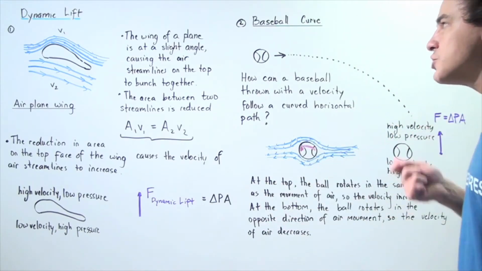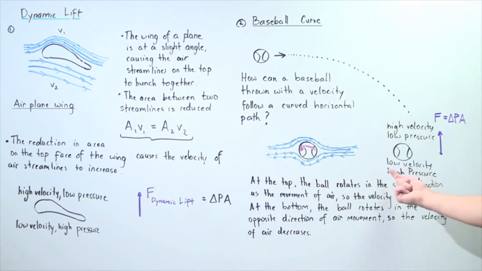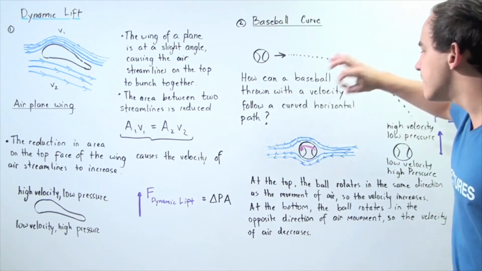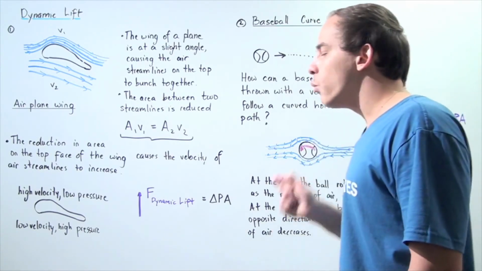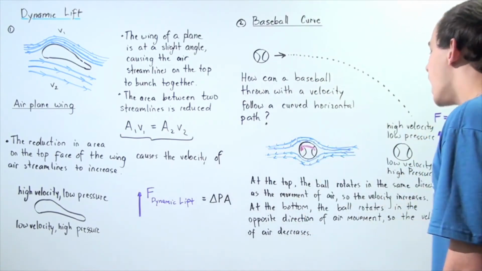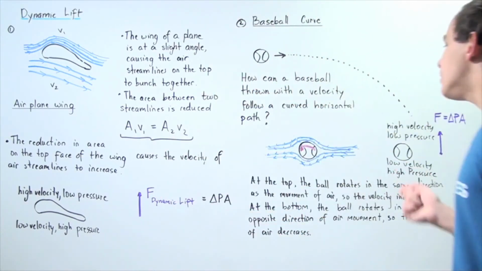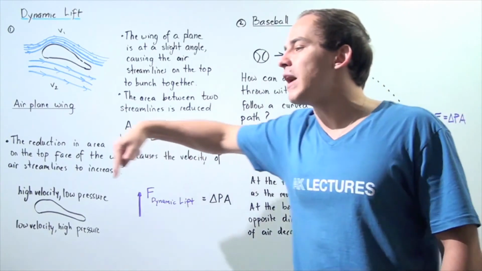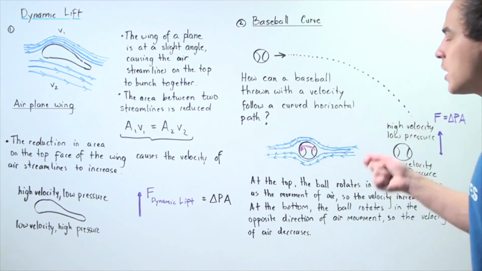So once again, according to Bernoulli's principle, because we have a lower velocity on the bottom, we have a higher pressure. And because we have a higher velocity on the top portion of the ball, we have a lower pressure. And this difference in pressure between the top and bottom portion of the baseball will create a net force that will act along the vertical axis and will point upward. And this force is known as, once again, dynamic lift. And it will allow the baseball to curve as it travels along a horizontal axis. And this is exactly what creates the curve we know of.